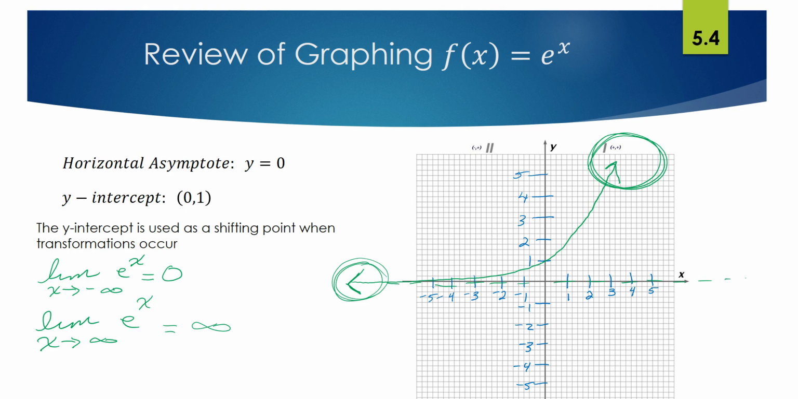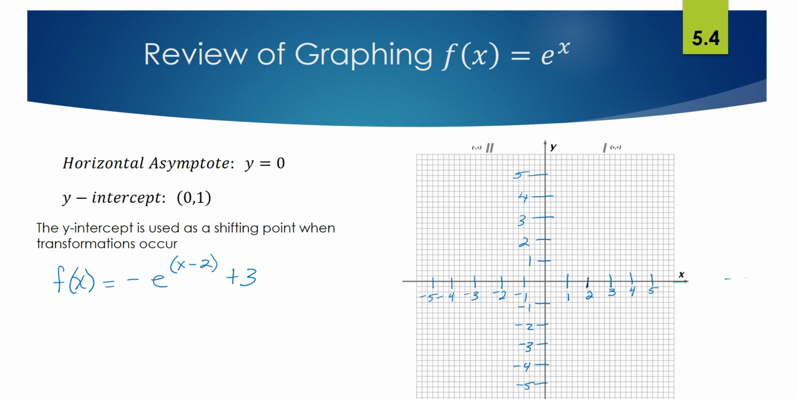Now, concavity. Concavity talks about curvature. And so notice that this graph is curving up. So this area right here, if I were to pour a glass of water, it would actually hold water like a cup. It's concave up over its entire domain.